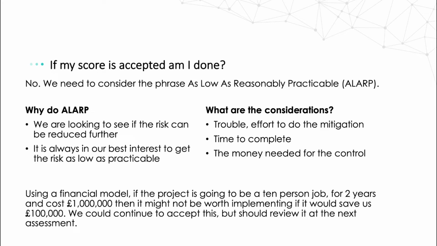So if we use a very simple financial model here, if the project is going to take 10 people 2 years to complete, and it's going to cost about £1 million, then it might not be worth implementing at the moment to save us £100,000. We could accept that risk, but we would come back and review it. So we've reduced it as low as reasonably practicable here. It's not practicable for us to reduce that further. It's going to take too long and cost far too much for what that risk reduction is going to be.